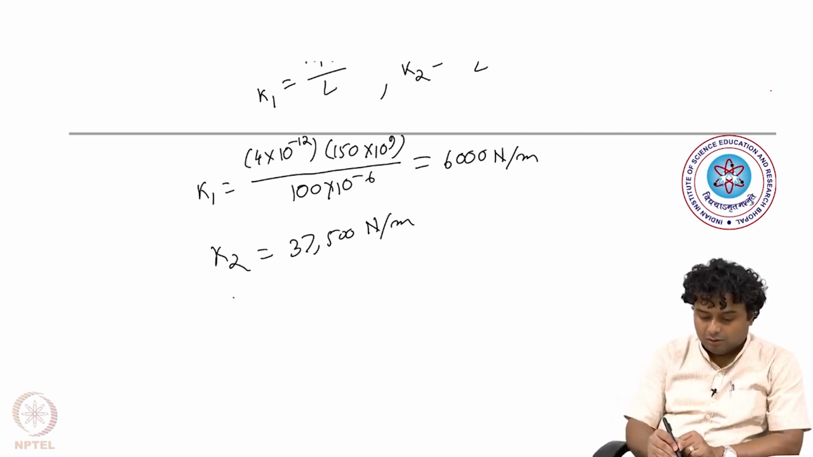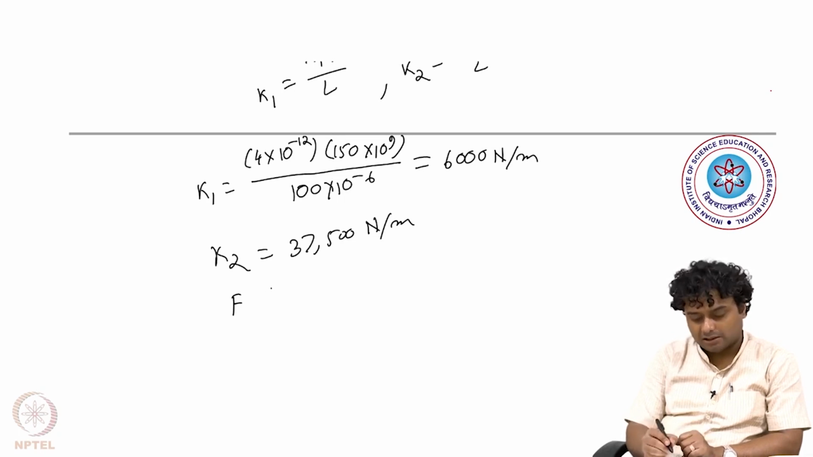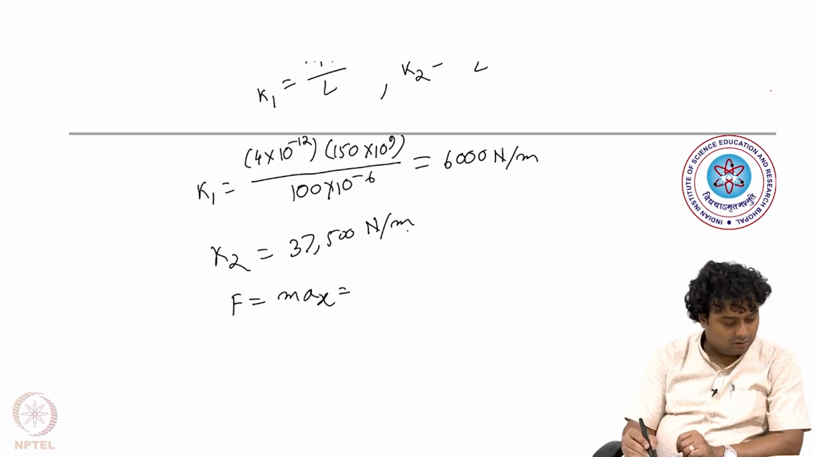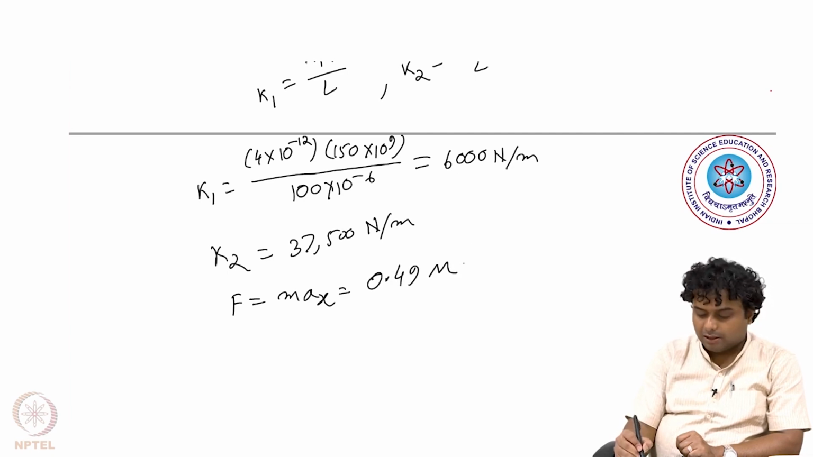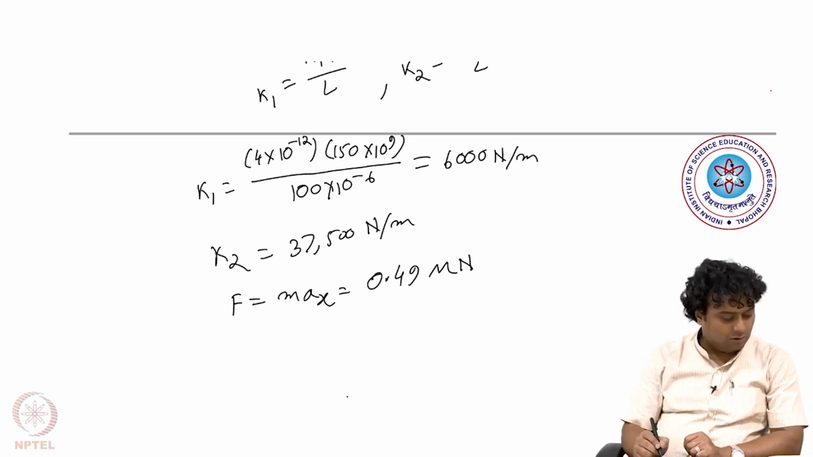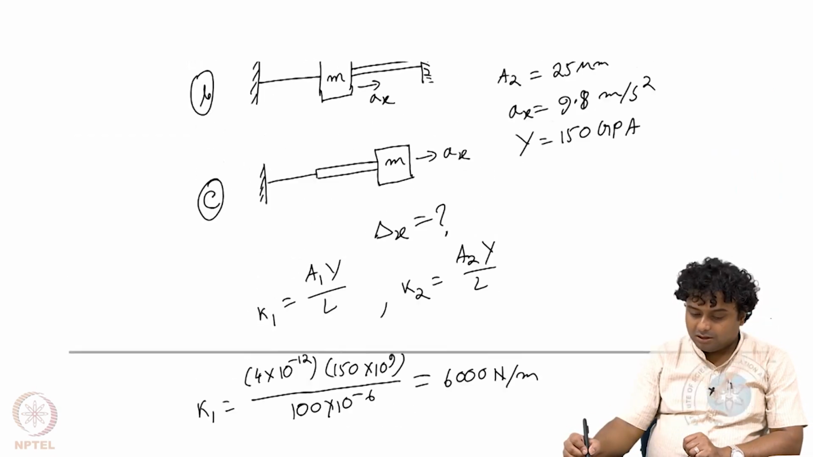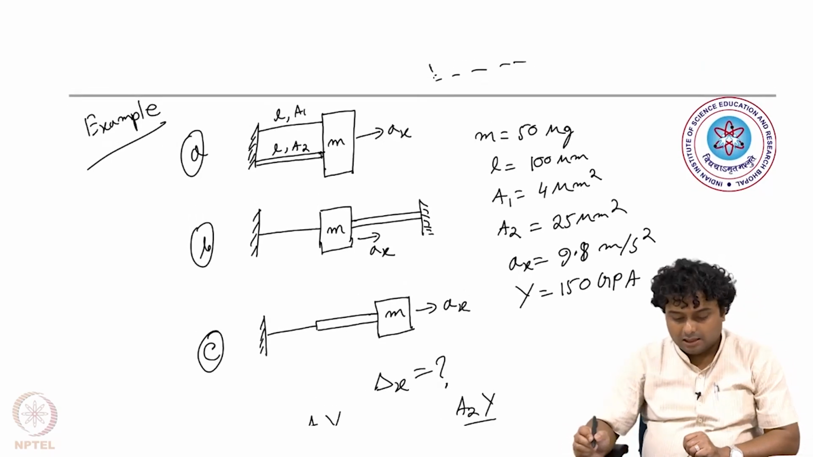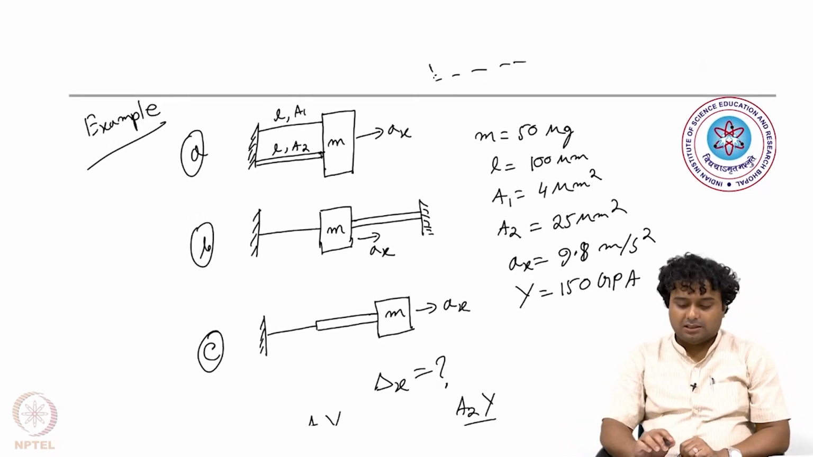And also we know the force is the same for all the cases, because the same mass and same acceleration: F equals m into g, where m is 50 microgram and g is 9.8 meter per second square, which gives 0.49 micronewton. Now, for these three different cases, the beam arrangement is different.